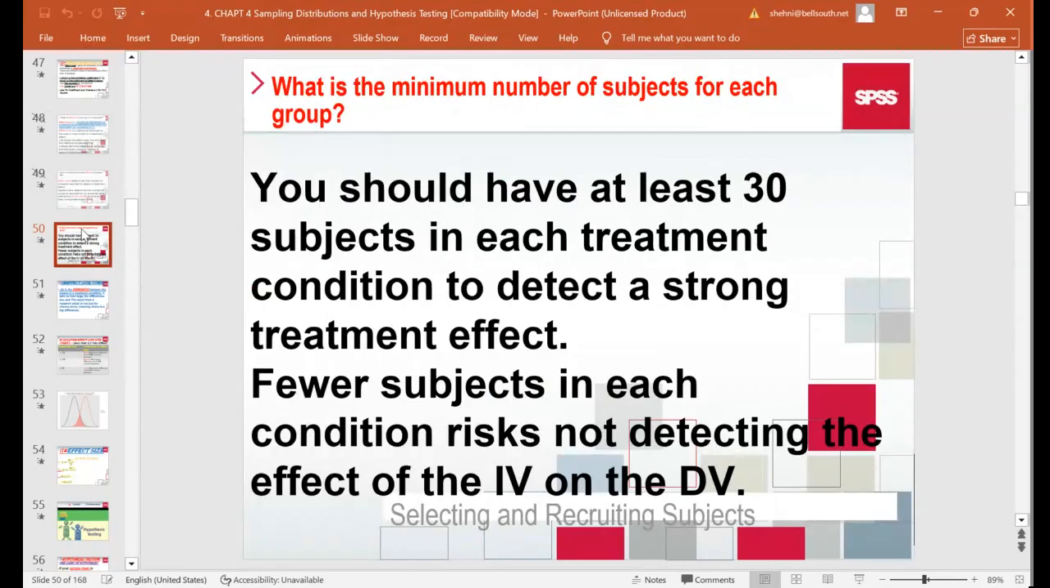So what's the minimum number of subjects for each group or each variable? If it's correlational or regression, you go by variables. So you have to have at least 30 participants for each variable. If you have groups, like two independent t-tests or ANOVA, for example, then you need to have at least 30 participants for each group.